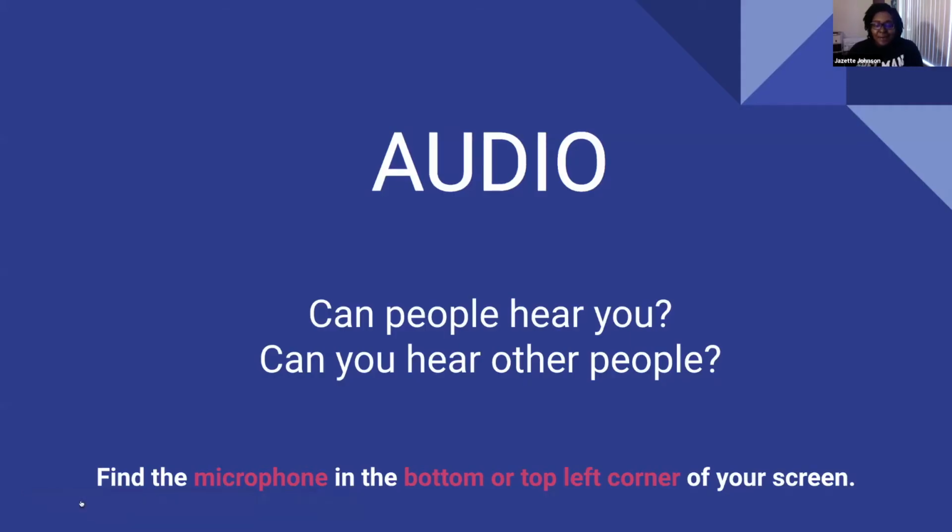Okay, so audio. Audio is basically, can people hear you, and can you hear other people? One thing is the microphone. There's a microphone either at the bottom left corner of your screen or the top left corner of your screen. That specific icon will help you turn your audio on and off. But also the host can turn your audio on and off as well. So I'll get into that a little more.